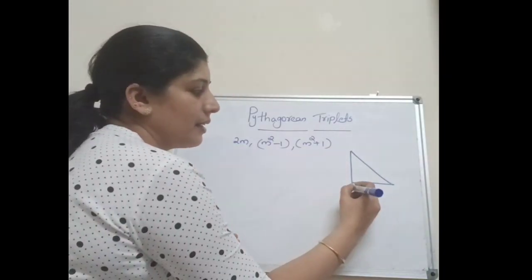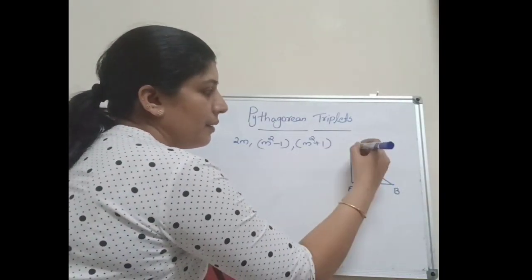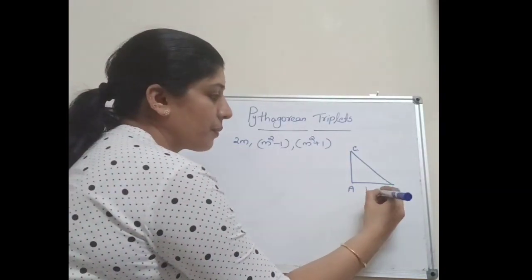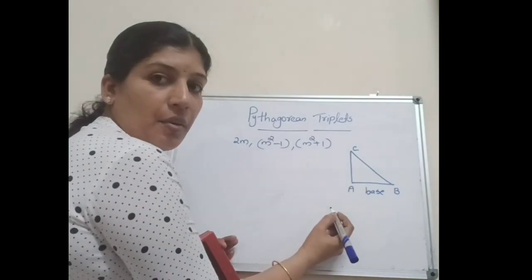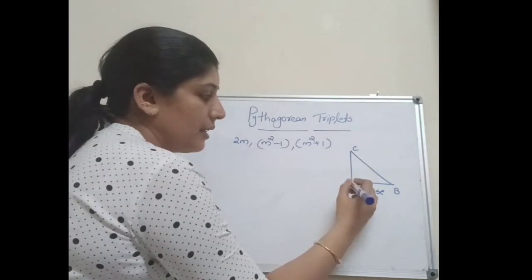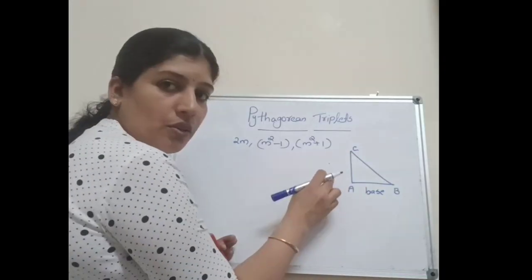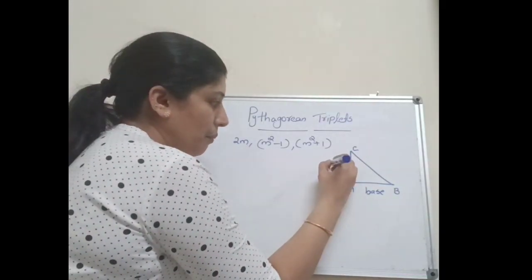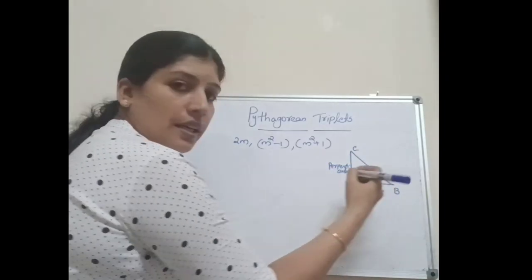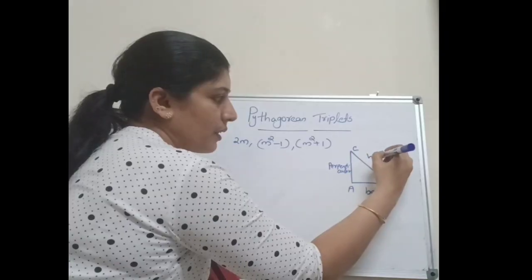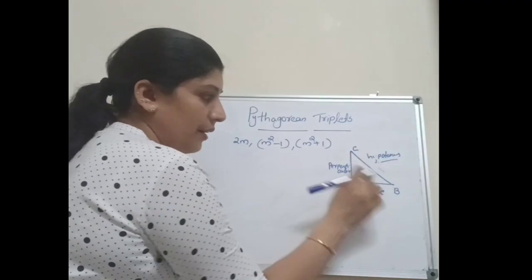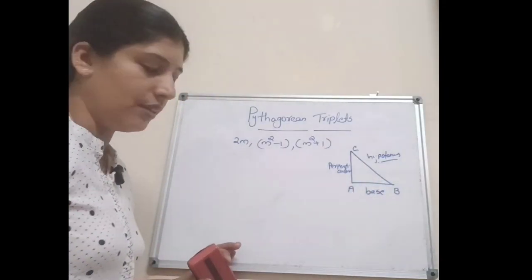Let us consider the right-angled triangle ABC. Now here AB is the base and AC is the perpendicular. In the case of a right-angled triangle, one angle is 90 degrees. Therefore, AC is the perpendicular, also called the altitude, and BC is called the hypotenuse. Here the hypotenuse is the largest side of this right-angled triangle.